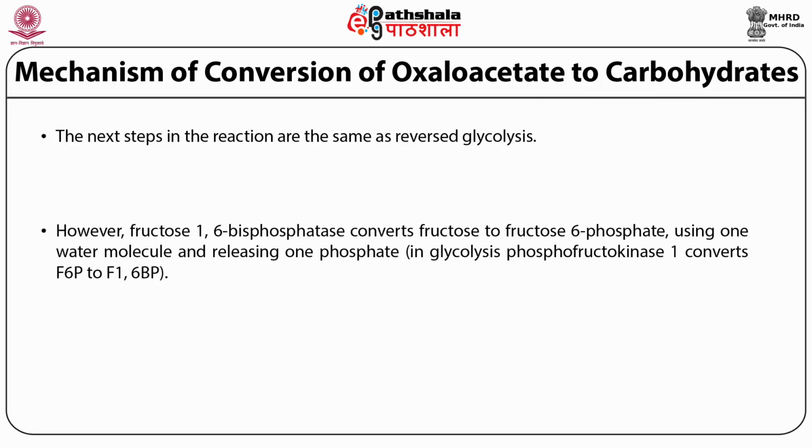However, fructose 1,6-bisphosphatase converts fructose 1,6-bisphosphate to fructose 6-phosphate using one water molecule and releasing one phosphate. In glycolysis, it is phosphofructokinase 1 that converts fructose 6-phosphate to fructose 1,6-bisphosphate. This is also the rate limiting step of gluconeogenesis.